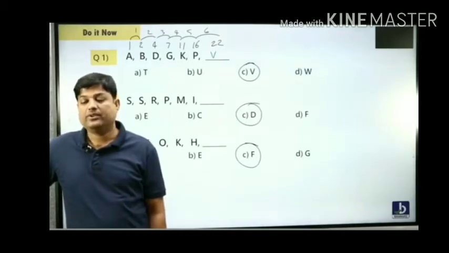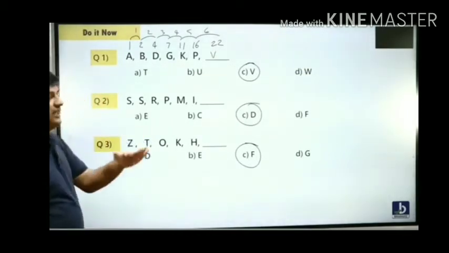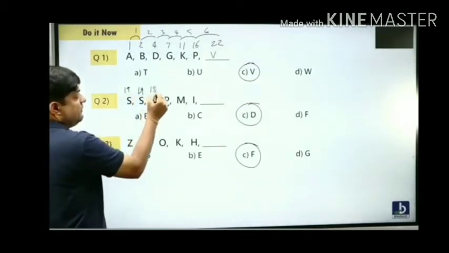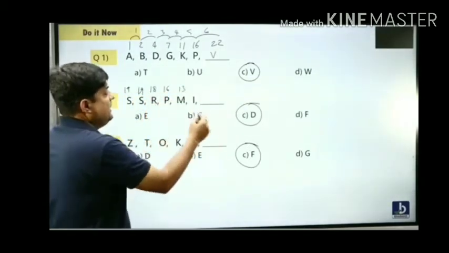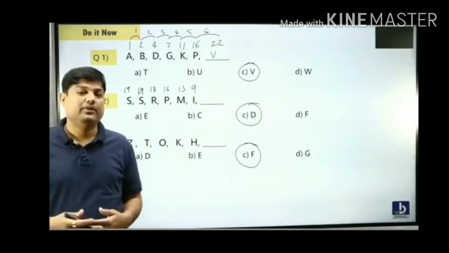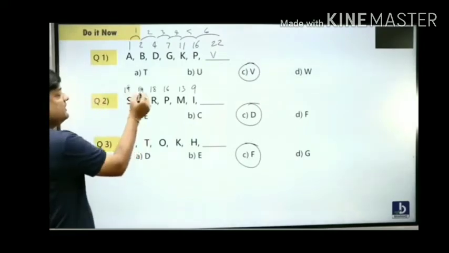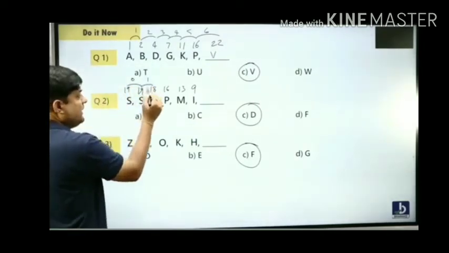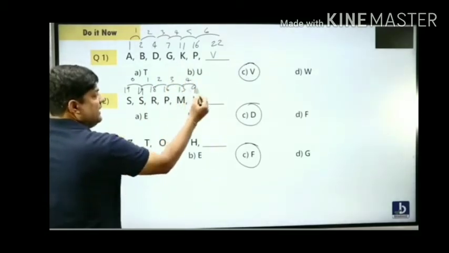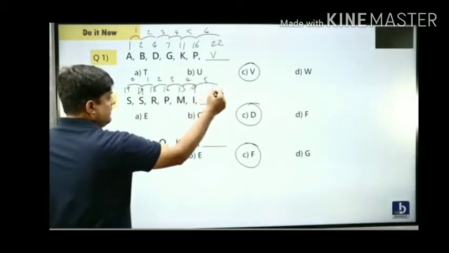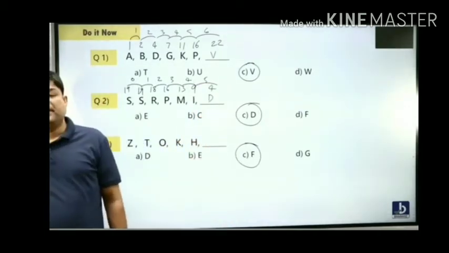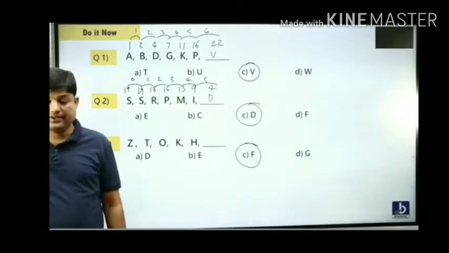Clear? Now the second question. Here we have 19, 19. R is 18, P is 16, M is 13, I is 9. Clear? The gap here is 0, small change. Here 1 gap, here 2 gap, here 3 gap, here 4 gap. 13 minus 4 is 9, and 9 minus 5 is 4. That is D. Same answer. Clear?